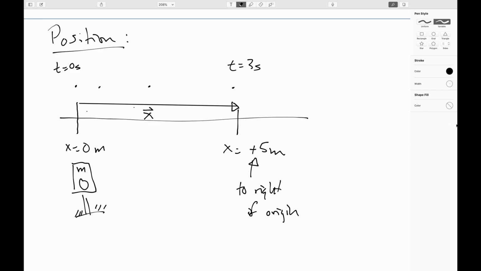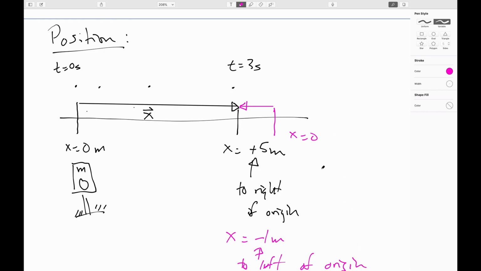This isn't the only choice that we necessarily could have done. For instance, we could have decided that right here in pink, this is x equals 0. So then this position here, if we think about it, to get from here to here, I would have to go left. And so in the pink coordinate system, this would be located x equals -1 meter. So this would be to the left of the origin.